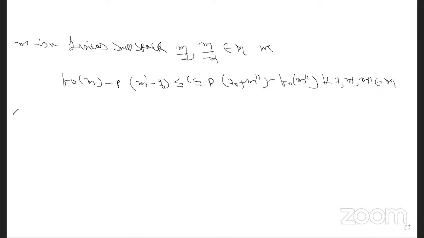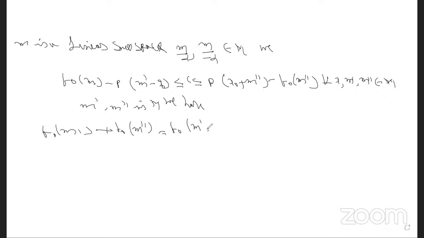Observe that for any two vectors m dash and m double dash in M, we have f naught m dash plus f naught m double dash equal to f naught of m dash plus m double dash, less than or equal to p of m dash plus m double dash.